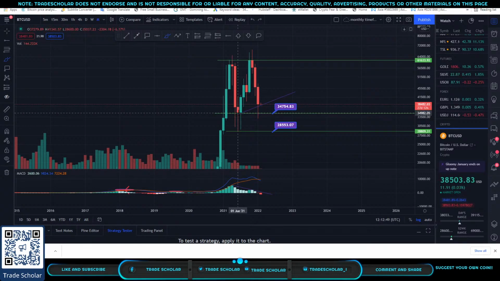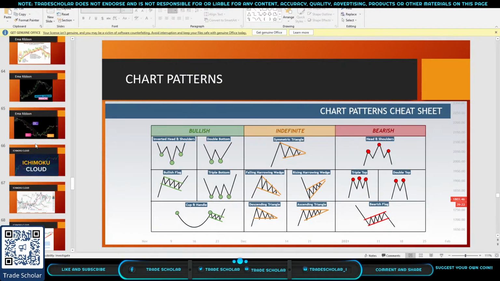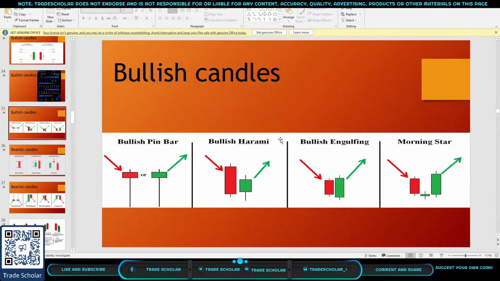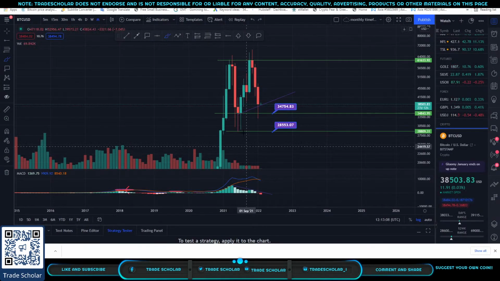Here it has equal, but this is a bullish engulfing. Small red, big green. Let me show you the candlestick pattern. Bullish candle: small red, big green. That's bullish, so the next candle is supposed to be a green candle also. Right here, small red, big green, bullish engulfing. The next candle was a green candle also, and in fact, it pumped hard.